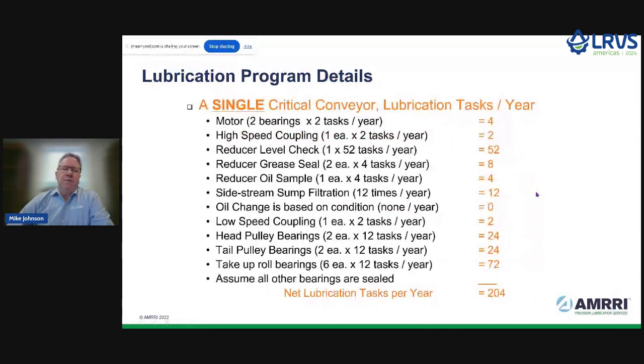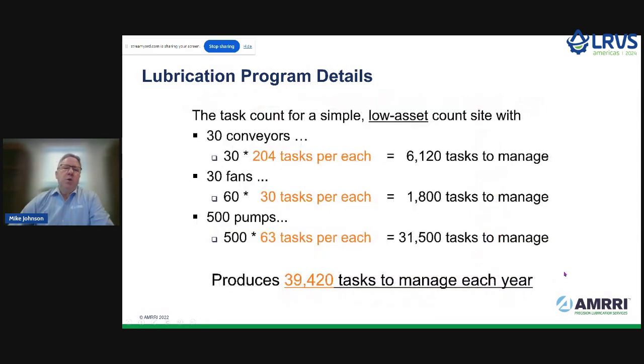A critical conveyor, a lot more parts to attend to and a lot more tasks or visits to each component to address the things that must be addressed to protect the component's parts. So we line up all of the tasks. We see that even a relatively small production site produces a very large number of tasks.